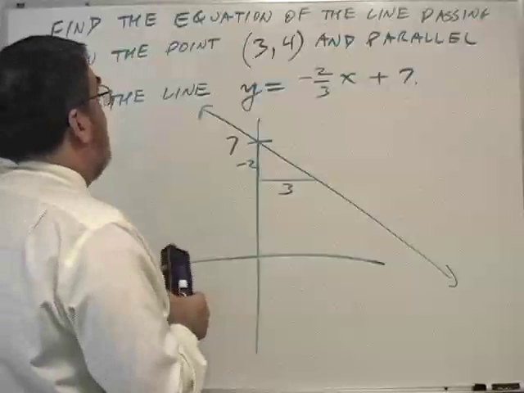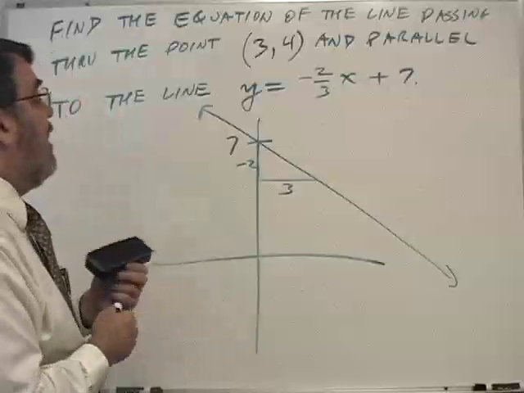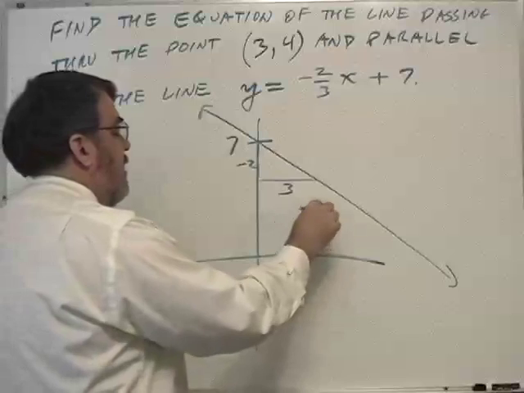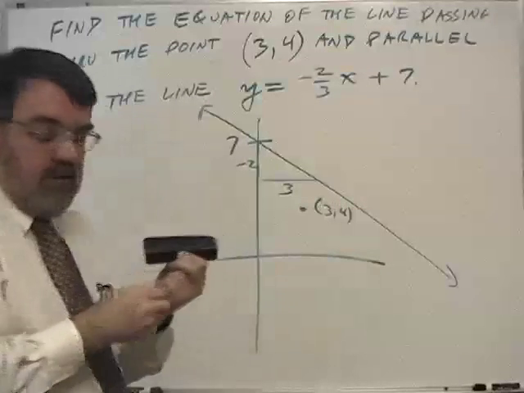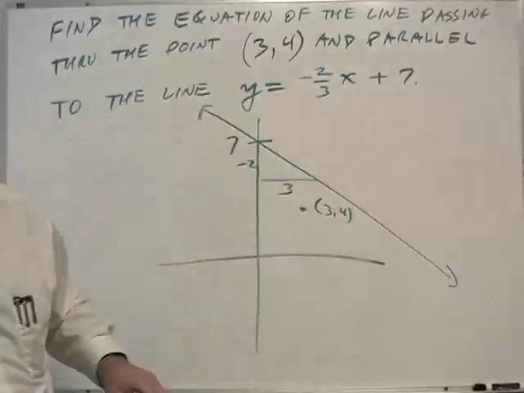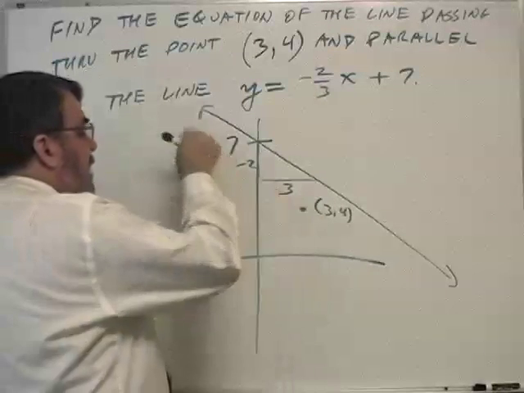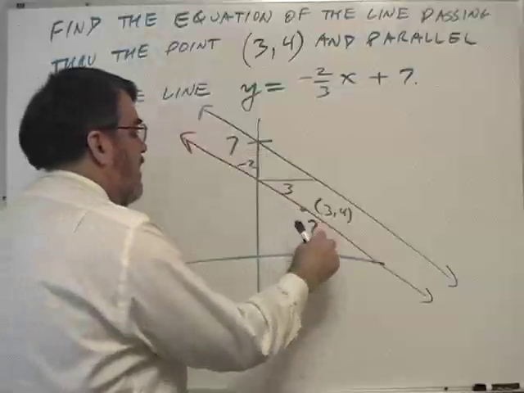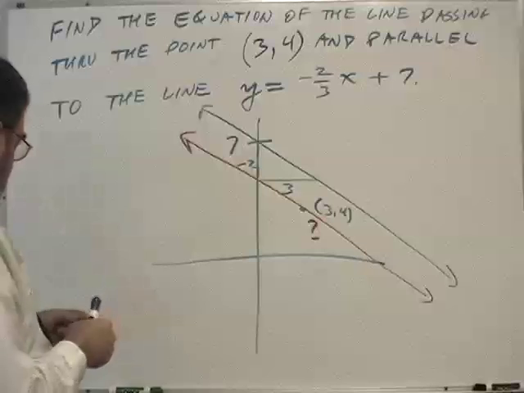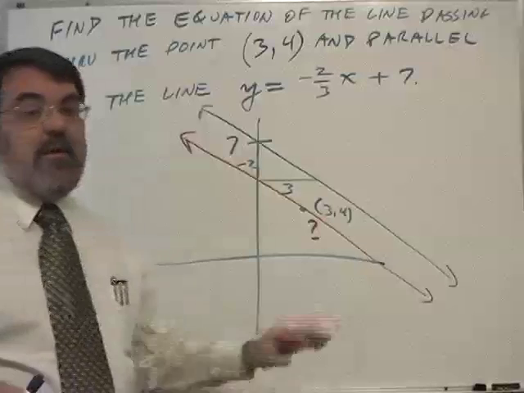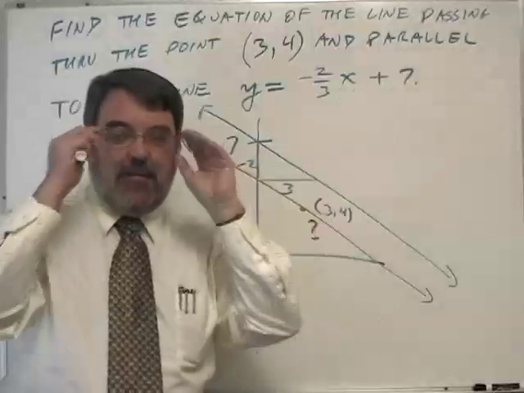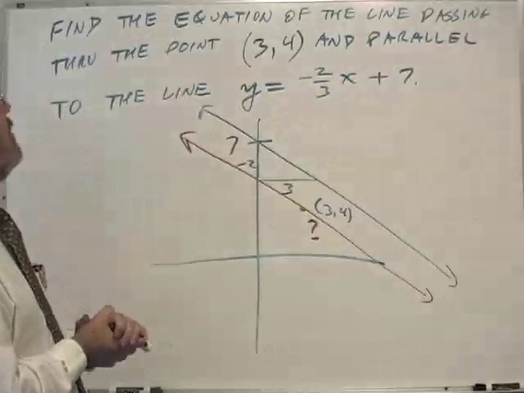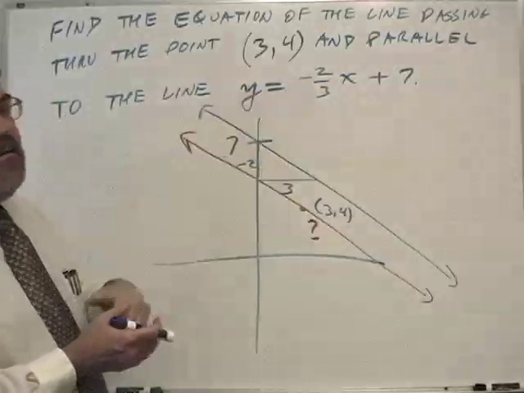But we're interested in a different equation, one which passes through the point (3, 4), which is, we'll say, down here. And so we're looking for this line, which runs parallel. What is the equation of that line? So I like these problems because you're given information and you're supposed to assimilate that information and figure out what to do with it. And so given this line, what is that line?